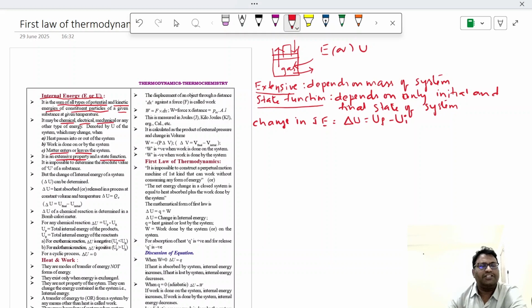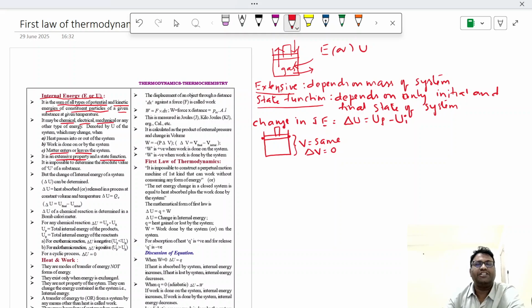So, internal energy: change in internal energy at constant volume. For example, let us take a gas enclosed in a cylinder, and it is screwed on both sides. When you screw it, the piston cannot move up and down. When the system cannot move, the volume of the system remains the same. Volume does not change. If volume does not change, then delta V is equal to 0.